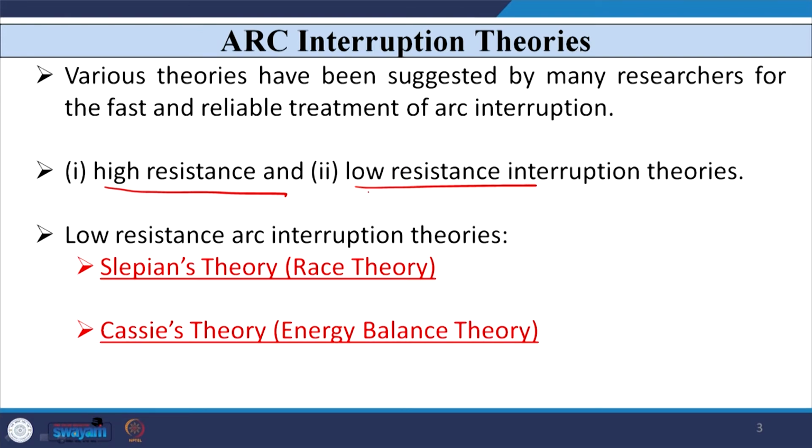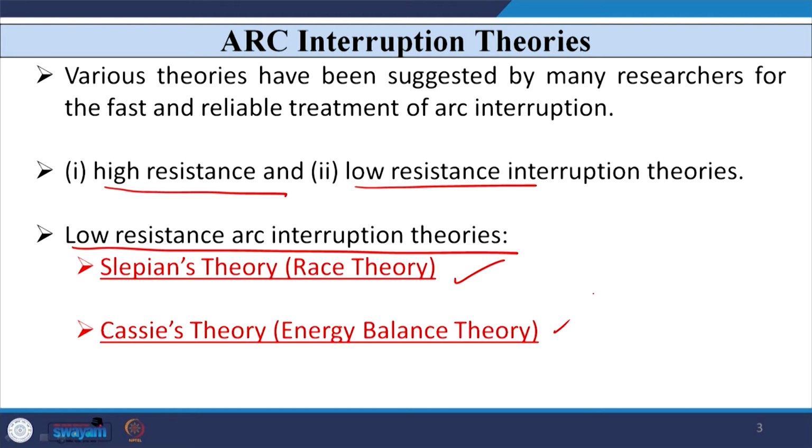Out of these 2 theories, for the quenching of the arc at the time of separation of the contacts of the circuit breaker, normally the low resistance interruption theories are preferred. If I consider the low resistance arc interruption theories, they are again divided into 2 parts: one is known as Slepian's theory and another is known as Cassie's theory.